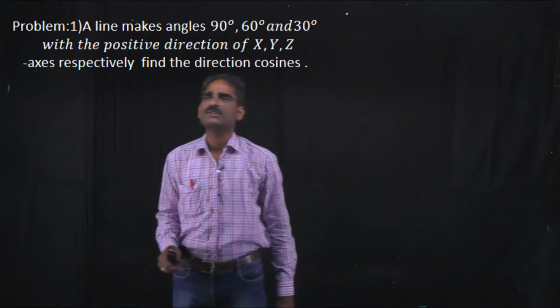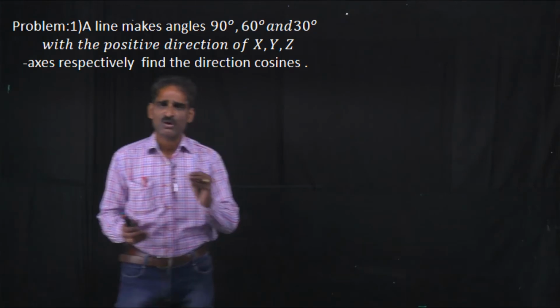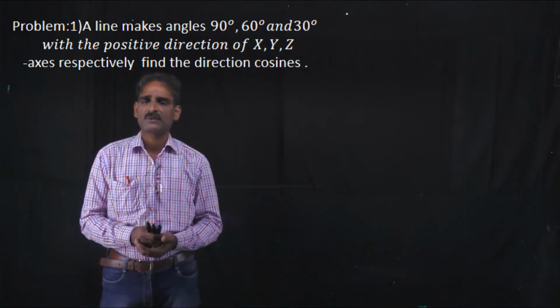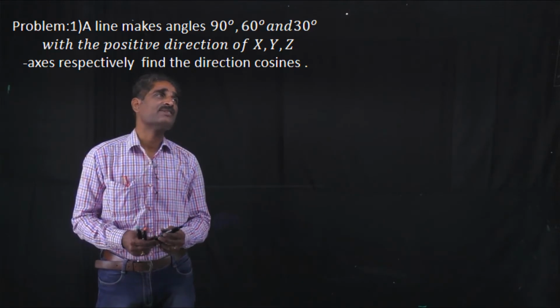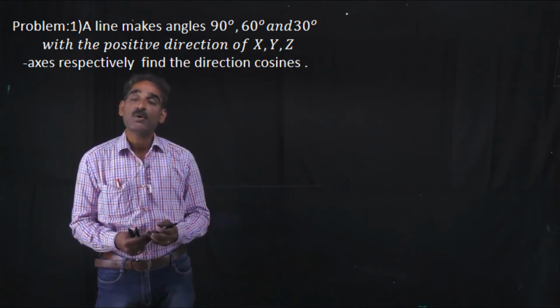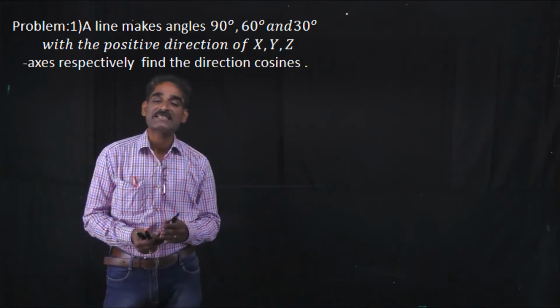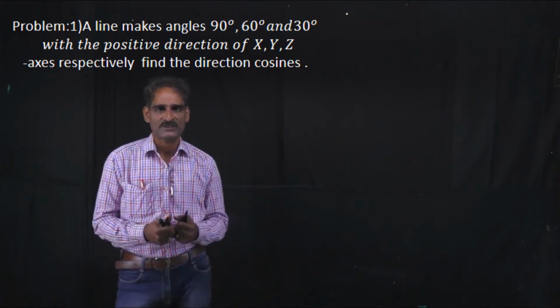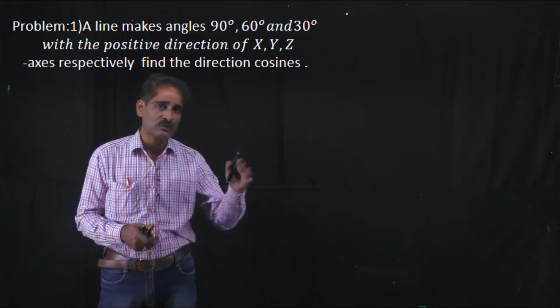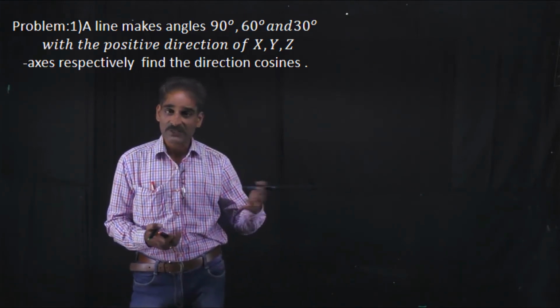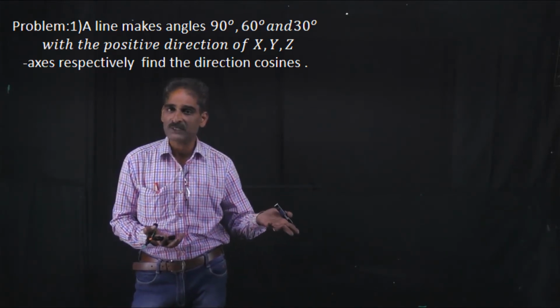Okay, right. See this problem? Just a small application on the DCs concept. A line makes angles 90 degrees, 60 degrees and 30 degrees with the positive direction of x, y, z axis respectively. Find the direction cosines. All of you know, if alpha, beta, gamma are the angles made by the line with positive direction of x, y, z axis, then cos alpha, cos beta, cos gamma are the DCs.